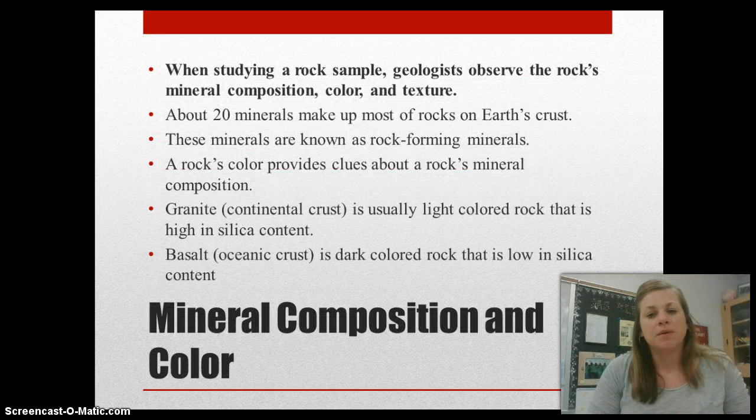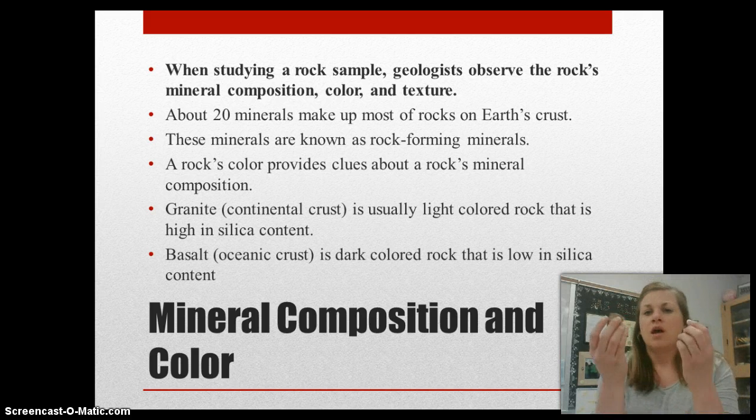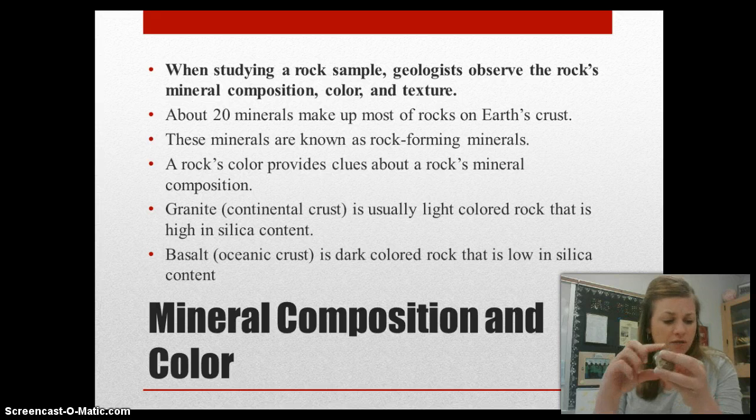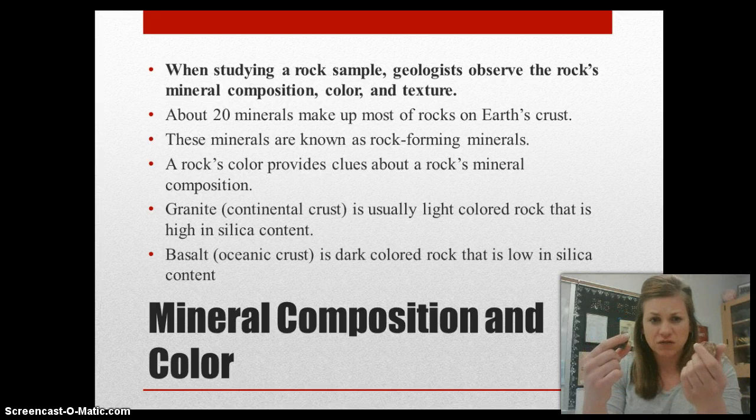Alright, so mineral composition and color. These are two things that geologists use to identify rocks. They also use texture. Now, I have two rocks here. Are you sure they're rocks or are they minerals? We have a lot of minerals that make up rocks. So geologists need to determine what's inside these rocks and how they were formed. So they use the composition, the color, and texture to identify these different pieces of rocks.